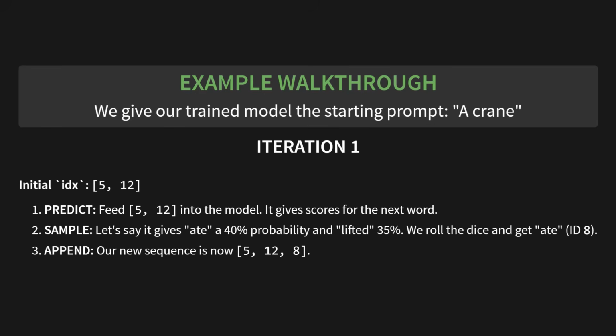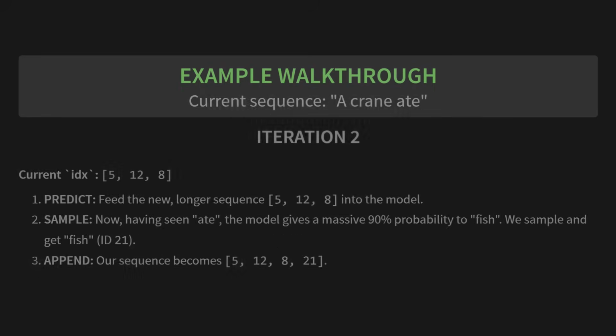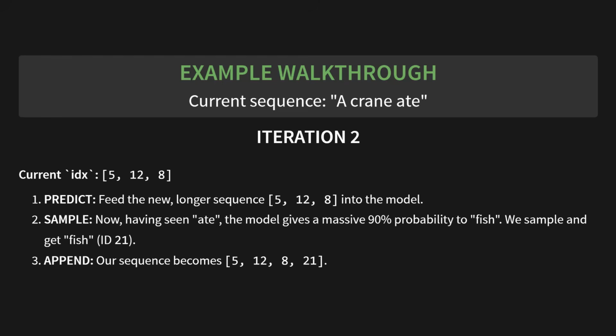Okay, on to iteration 2. Our current sequence is "a crane is." The current IDX is 512, 8. So first, we predict. We feed this new, longer sequence, 512, 8, into the model. Now we sample. Having seen "is," the model gives a massive 90% probability to "fish." We sample and get "fish," which has an ID of 21. And finally, we append. Our sequence becomes 512, 8, 21. This loop continues, one word at a time.